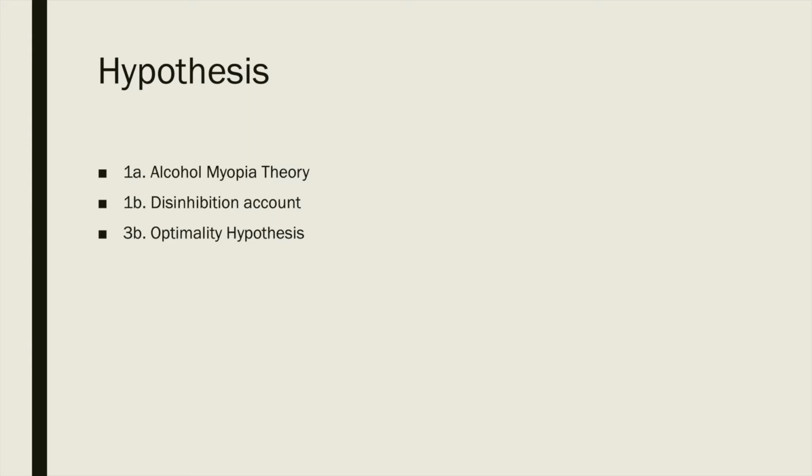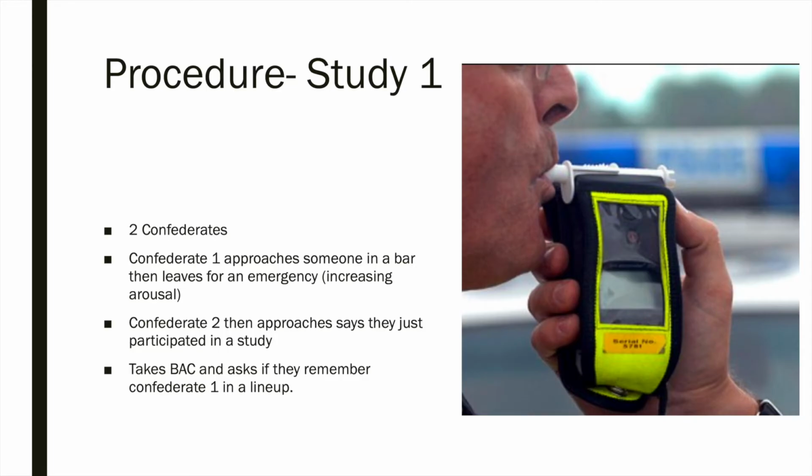The second one is the disinhibition account, which is about how accurate you are when making an identification. And thirdly, the optimality hypothesis, which is about how confident you are in your decision making about identifications and statements, etc. So to look at these things, there are two studies.